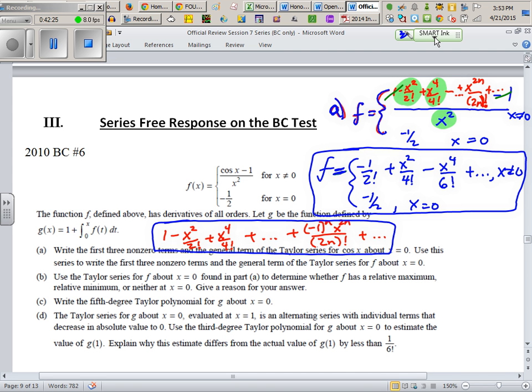Okay, so part B, on to other things. Use the Taylor series for f about x equals 0, found in part A, to determine whether f has a relative max or min, or neither, at x equals 0. It sounds like we're going to need to take the derivative of f. So this is a rare case where if you did part A wrong, you're toast. You're going to get part B wrong. So we're going to try to take the derivative to see if f has a relative max, min, or neither at 0.